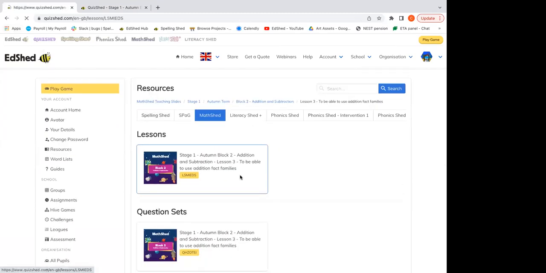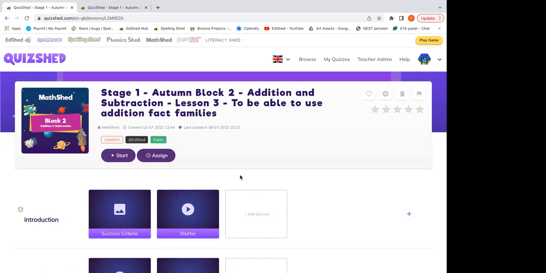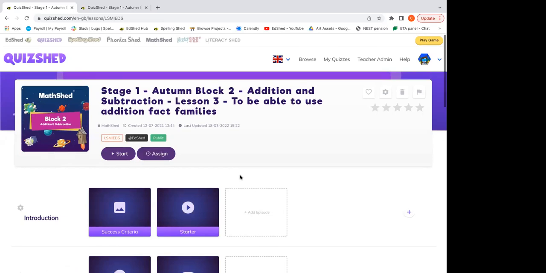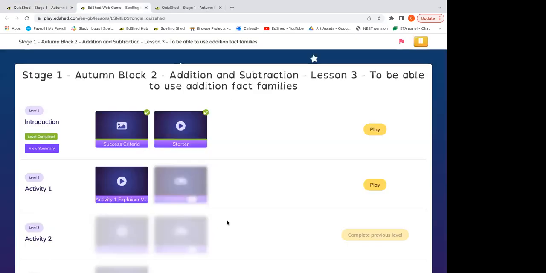So this is what our lessons look like, and you can assign these for the pupils to view on their logins as well. These are really good for interventions. Maybe you want to assign these to pupils and they can log in and have an adult with them as they go through these, or consolidation, or for some sort of home learning.